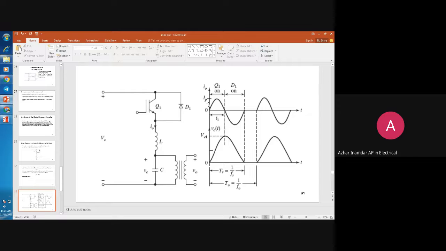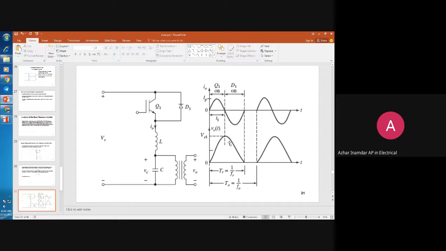So this is your waveform. You can see that for time T1, this Q1 is on, and after time T1, D1 is on because it is anti-parallel. So we can get here a nearly pure sinusoidal waveform. This is our requirement. This is the voltage across the capacitor.